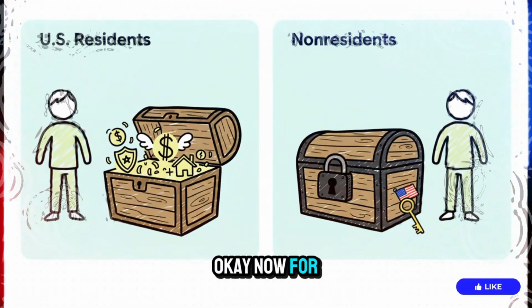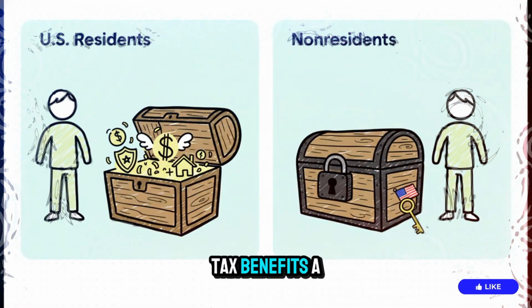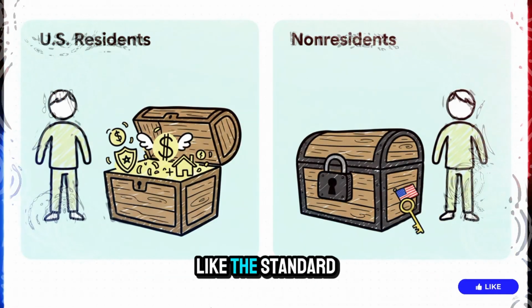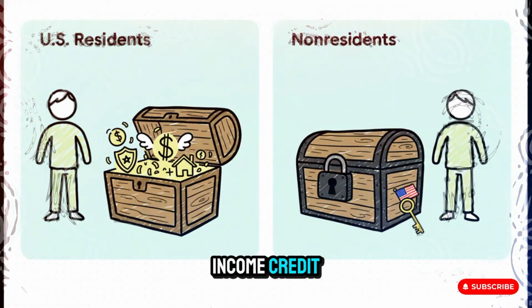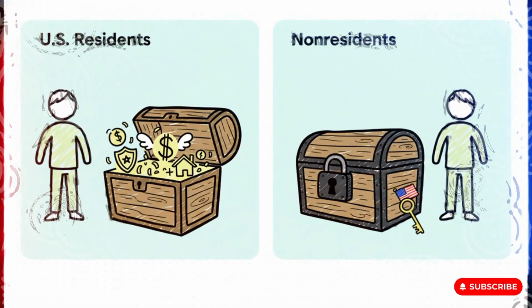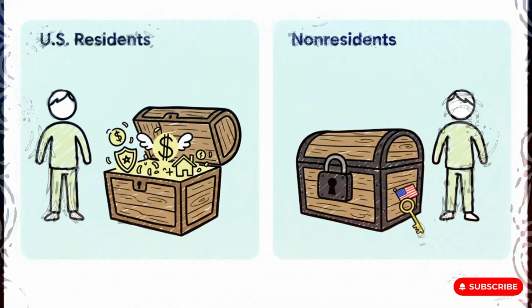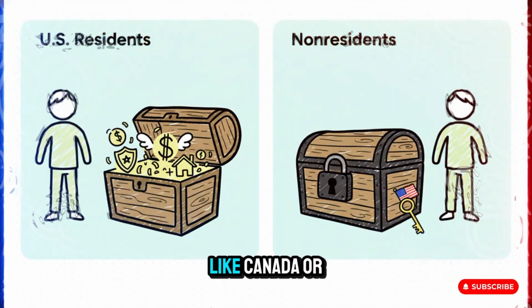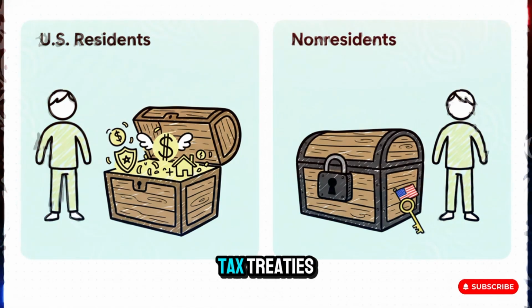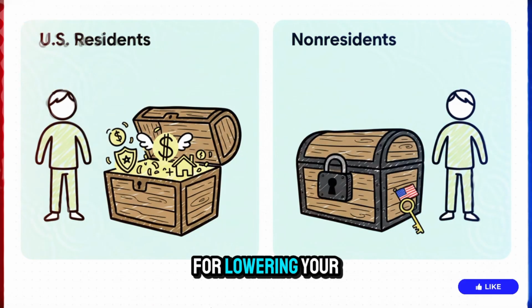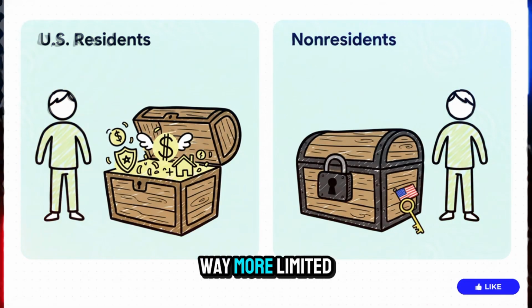Okay, now for another big one, tax benefits. A lot of the big name deductions and credits that you hear about, like the standard deduction or the earned income credit, are pretty much off the table for most non-resident filers. It's a tough pill to swallow. Now, there are a few exceptions, usually for residents of specific countries like Canada or Mexico, thanks to tax treaties. But for the vast majority of filers, your options for lowering your tax bill are way more limited.